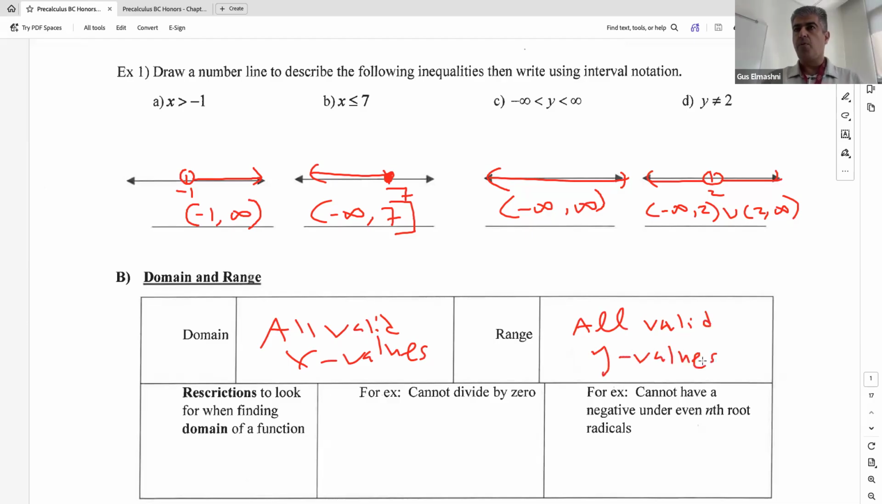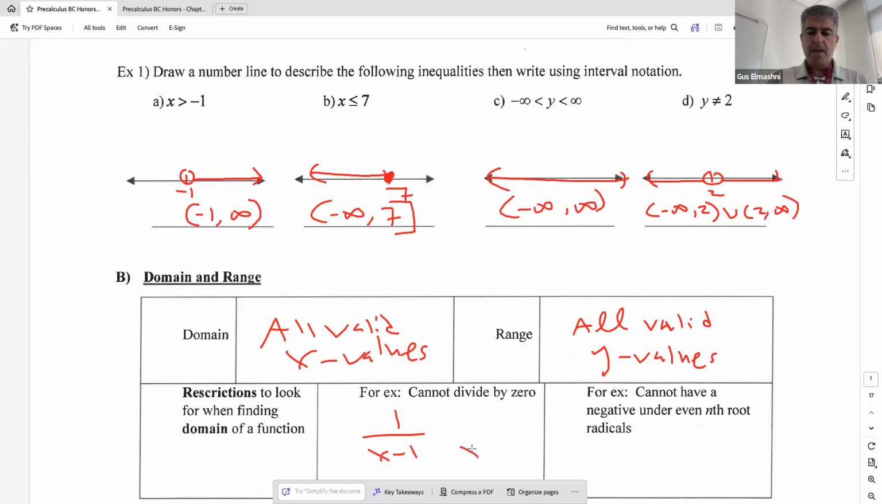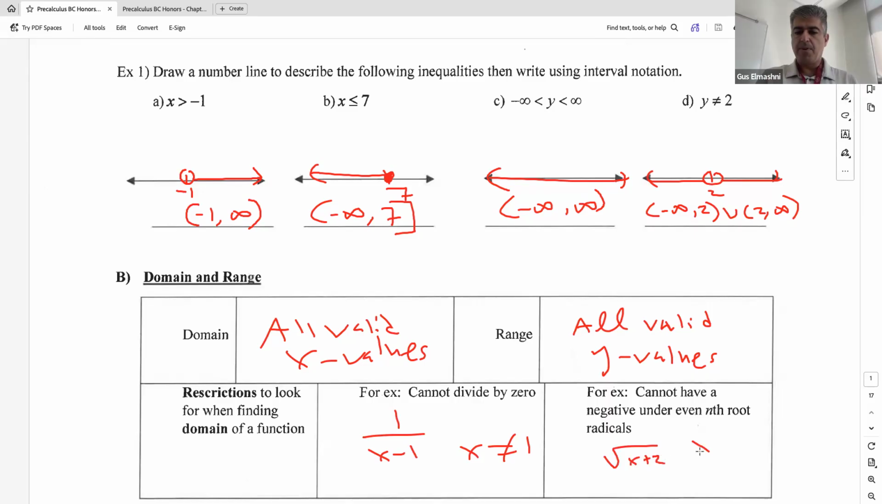So typically there'll be restrictions for domains, right? For example, you can't divide by 0. You can't even root negative numbers. So those are restrictions. Good examples would be if you have 1 over x minus 1, x can't equal 1, right? Or here, if you have the square root of x plus 2, x has to be larger than or equal to -2, because you can root 0. That's fine. Not a problem. I'm not going to give you ones that easy.